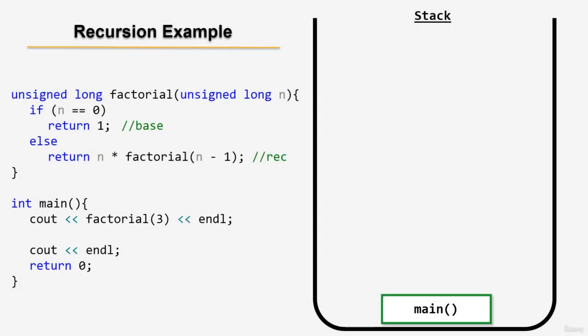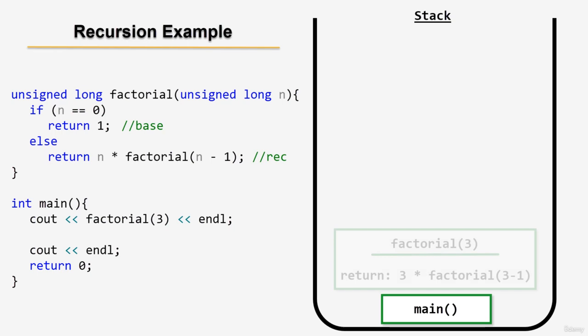For this example, I have the stack illustration again, with the example program to the left and the stack to the right here. We start with main on the stack. In the console output statement, we invoke that function. We do cout and then factorial 3. That will push a stack frame onto the stack.